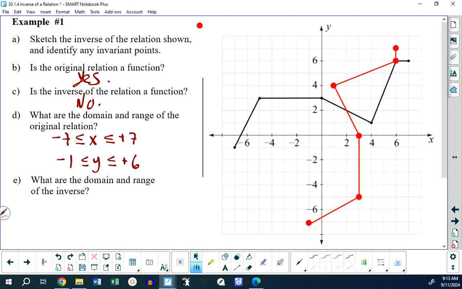So looking at the red graph, for x, it starts over here at -1 and it goes up to 6. So the domain of the new function, the new relation, I should say, because it's not a function, is -1 is less than or equal to x, which is less than or equal to +6. When you take a look at the red graph, the minimum value, at least in terms of y, is -7. And then it goes up to +7, okay?